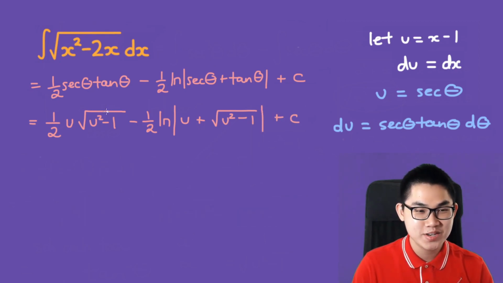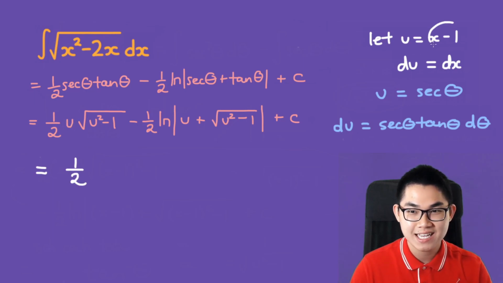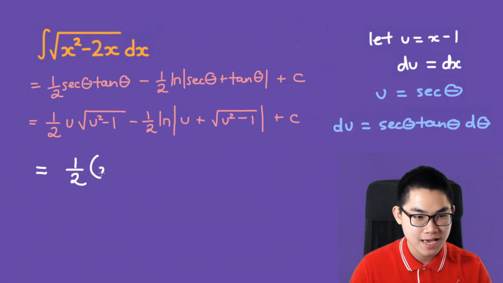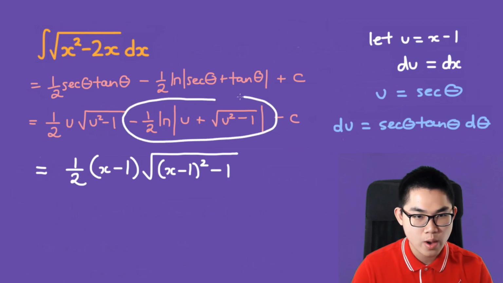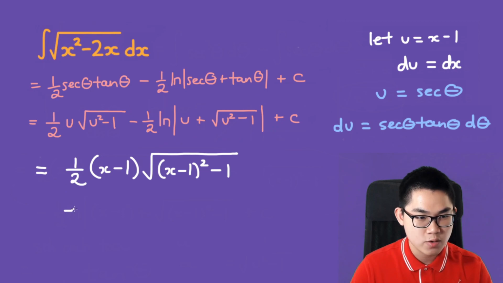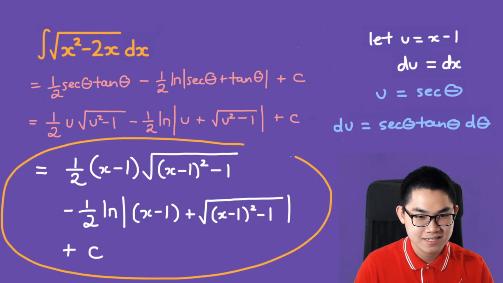The last step is to convert the u back into x because our original integral is in terms of x. So we have 1 over 2 times u. And what is u? Well, u is x minus 1. So times x minus 1 times the square root of u squared, which is x minus 1 to the power of 2, then minus 1. And then we also have to subtract 1 over 2 times ln. Let's write it down here. So minus 1 over 2 times the ln of the absolute value. Now let's go ahead and convert all the u's to x in here. And plus c. So this right here is our answer.